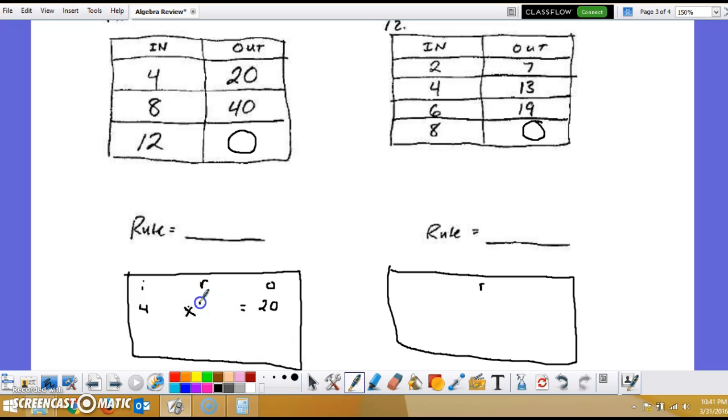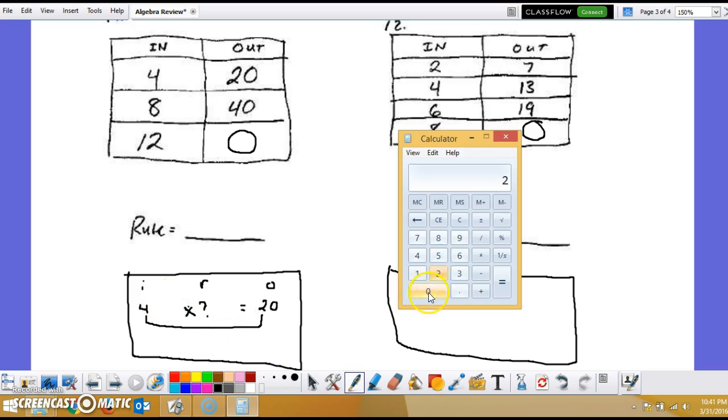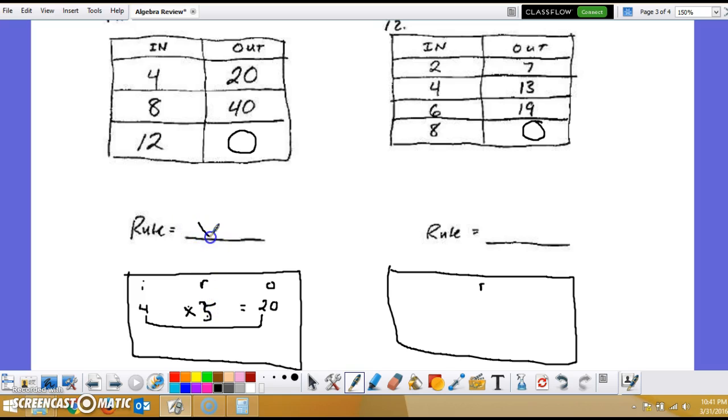4 times a variable will get me 20. So in order to solve for this variable, this question mark, I take the numbers that I know, the 20 and the 4, and I do the opposite operation. 20 divided by 4. That's going to solve for x. And when I plug that into my calculator, I get what x equals, which is 5. I believe then the rule, in this case, is multiply by 5. Try it out. 8 times 5, does it equal 40? Yes, absolutely. So in this case, apply the rule to the third and final number, 12, multiply it by 5 to get the output.